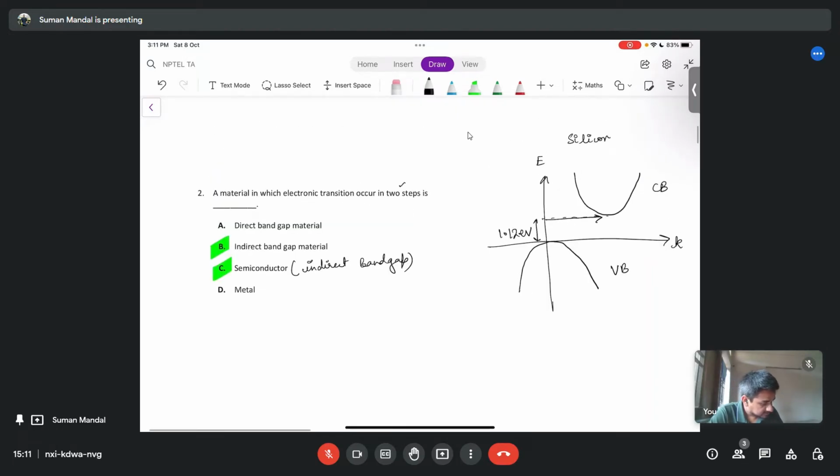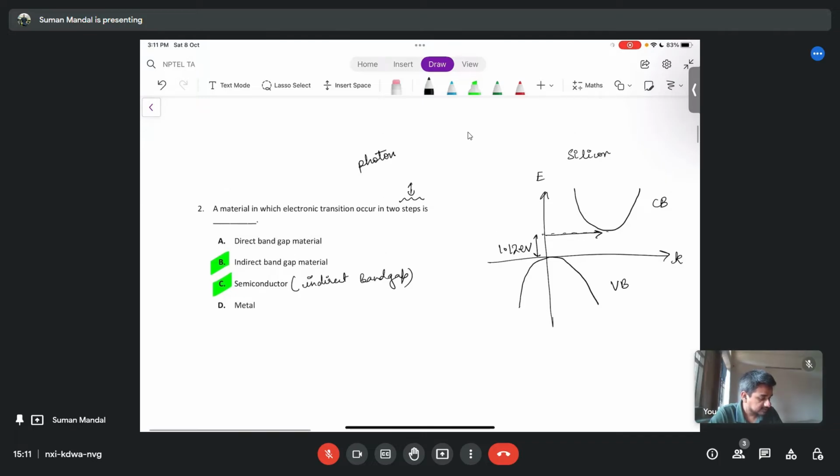The two steps are basically photon absorption or release, and phonon absorption, sorry.